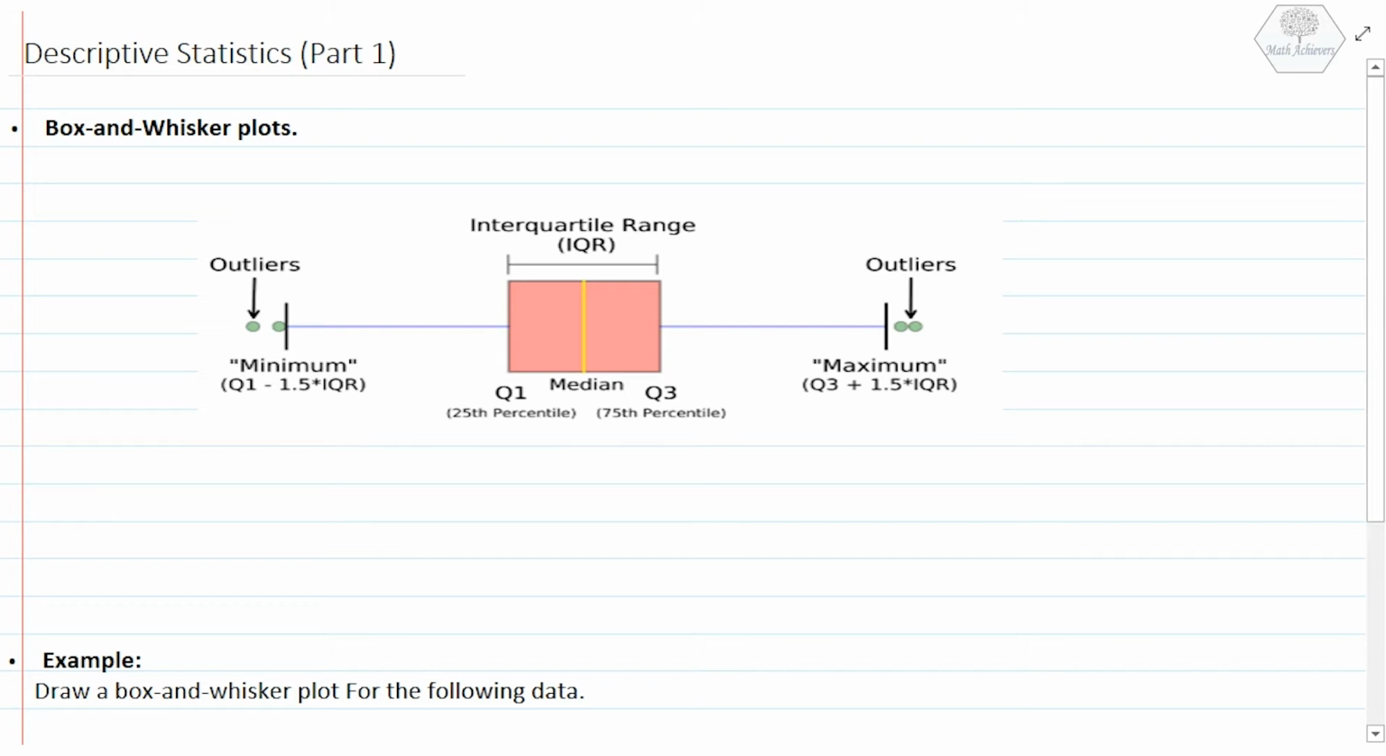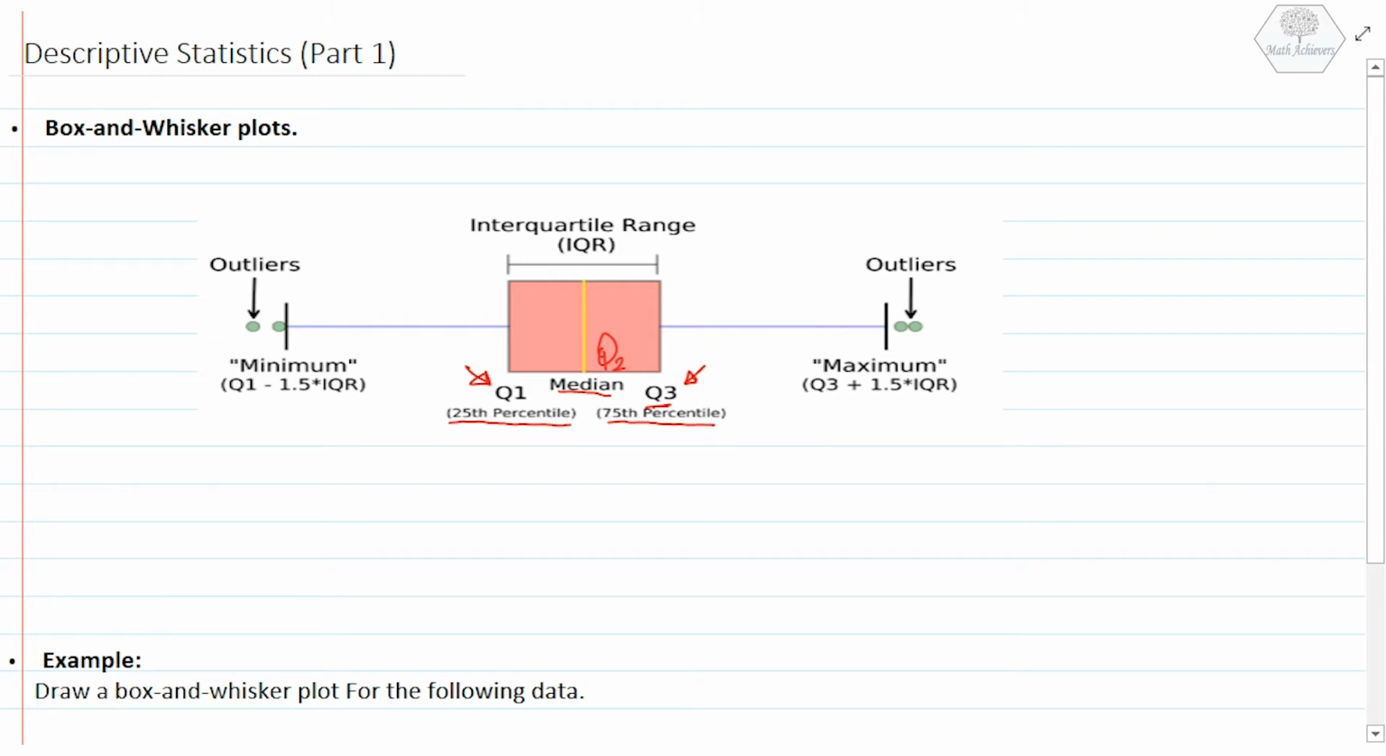First, I have the box in here. This value is Q1, which is the 25th percentile. And the line in the middle is the median, which is the same as Q2. And this line in here is Q3, which is the 75th percentile.